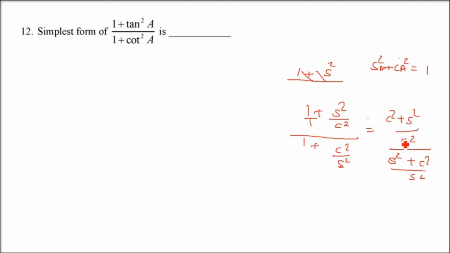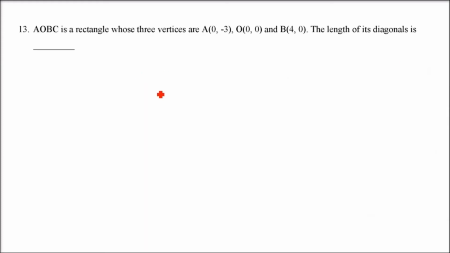Now put it here. So what do you get? 1 and 1. So sin square will go up. It will be sin square by cos square. So sin square A by cos square A is tan square. So the answer should be tan square.